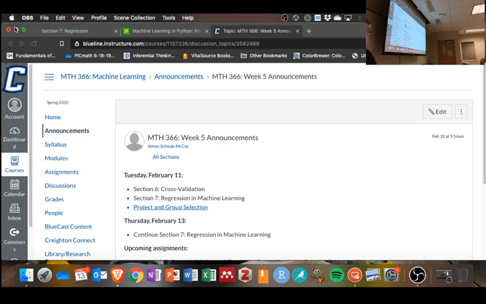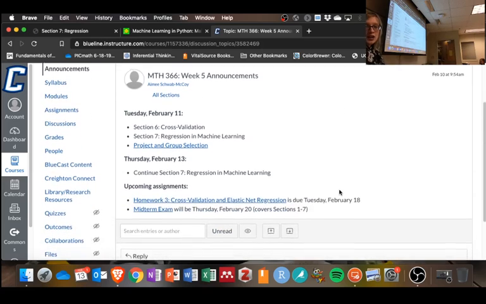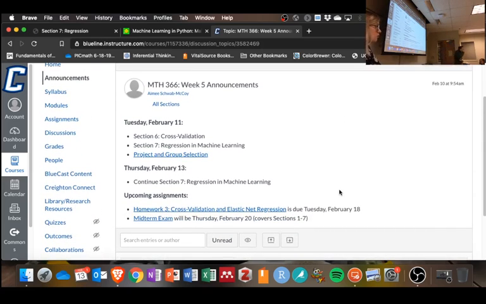So the goal for today is to talk a little bit more about regression and machine learning, specifically something called elastic net regression, some sub-techniques related to that, and when you might use it. Toward the end of class, we'll do a little review activity to start getting ready for next week's midterm. The midterm is going to be a week from today, and we'll cover sections 1 through 7. So the very beginning up through where we end class today.